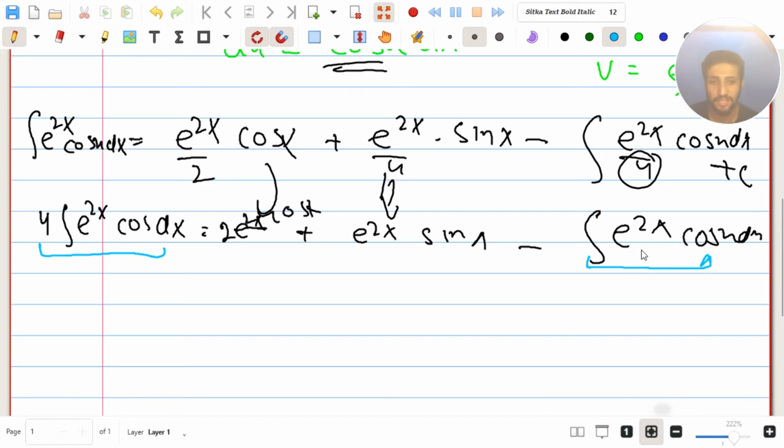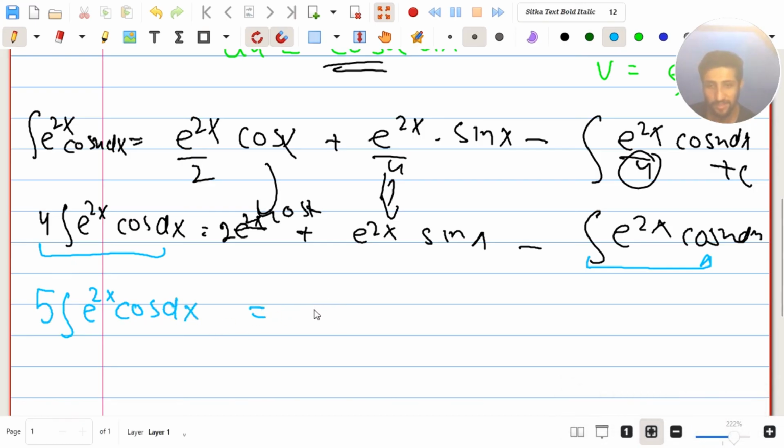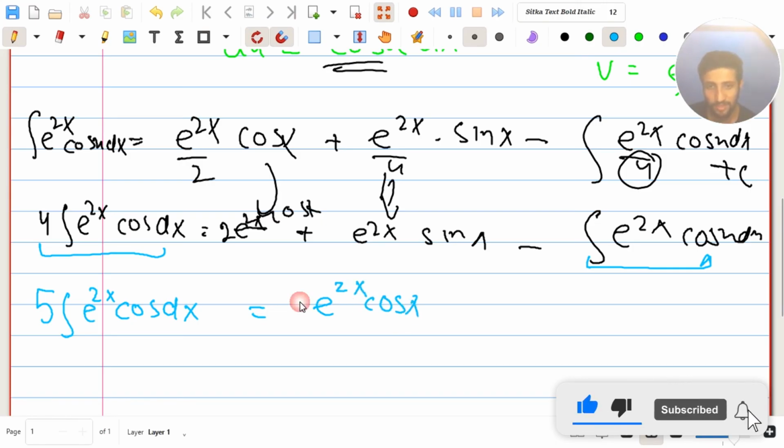Now you just need to shift this integral of e to the power 2x cos of x to the left hand side and add it with 4 times the integral of e to the power 2x cos of x dx. Then it becomes 5 times the integration of e to the power 2x cos of x dx equal to simply e to the power 2x cos of x into 2 plus e to the power 2x into sine of x plus c.